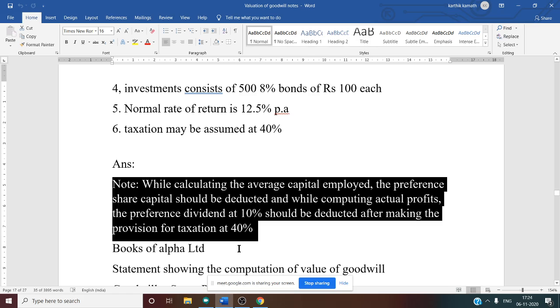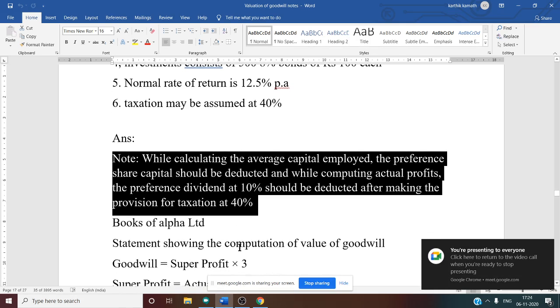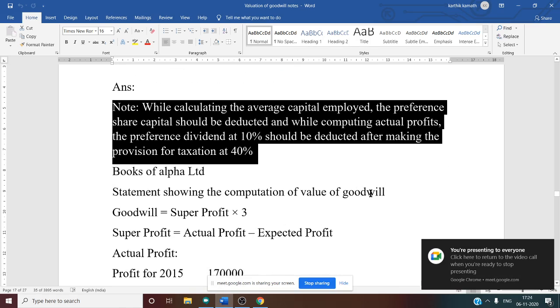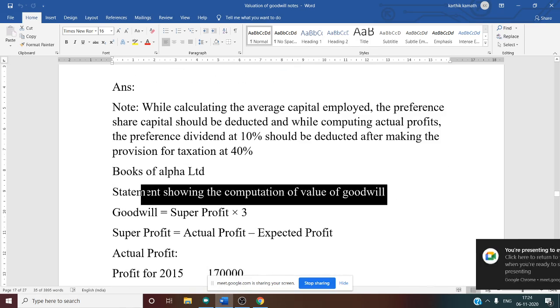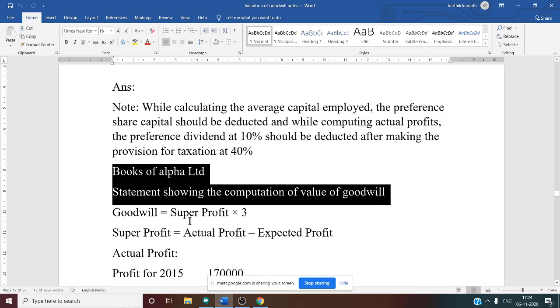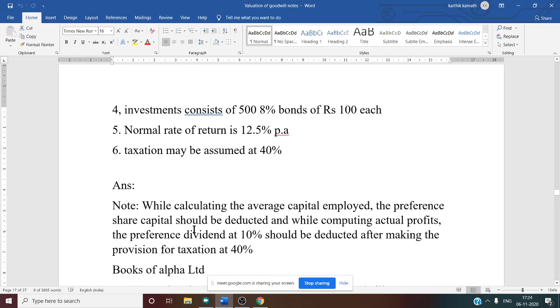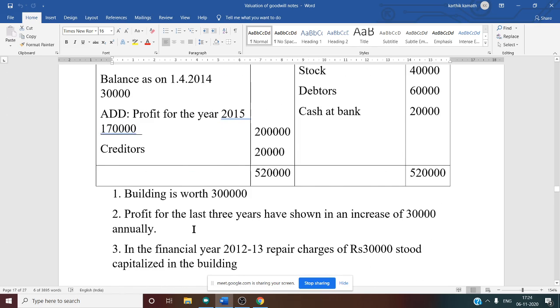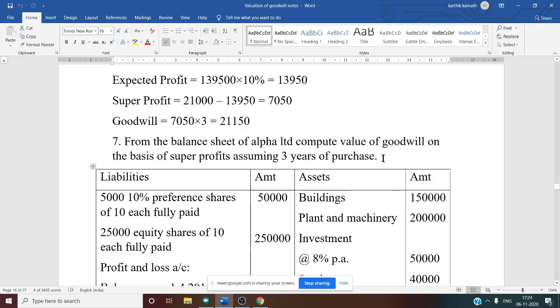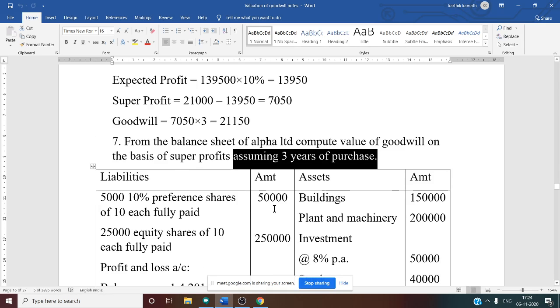Yes. So now let us see, in the books of Alpha Limited, the statement showing computation of the value of goodwill. Goodwill is equal to super profit into years of purchase. Years of purchase is given in the problem. Let us see where it is given. First, they have mentioned 3 years of purchase.